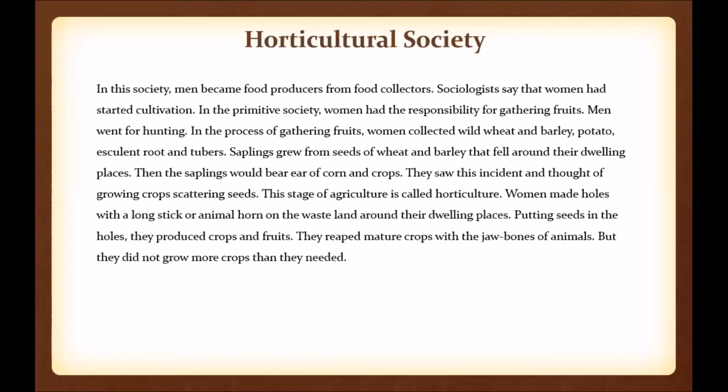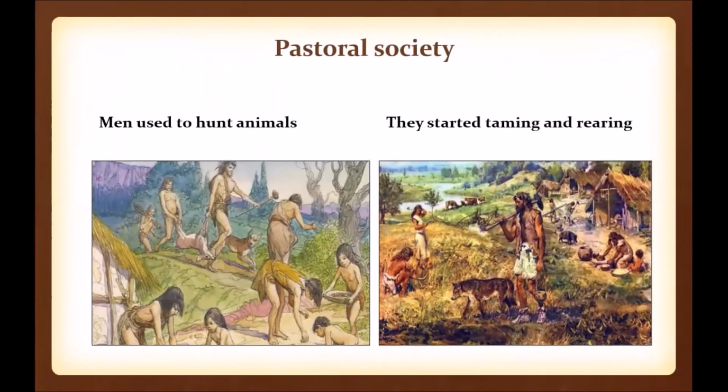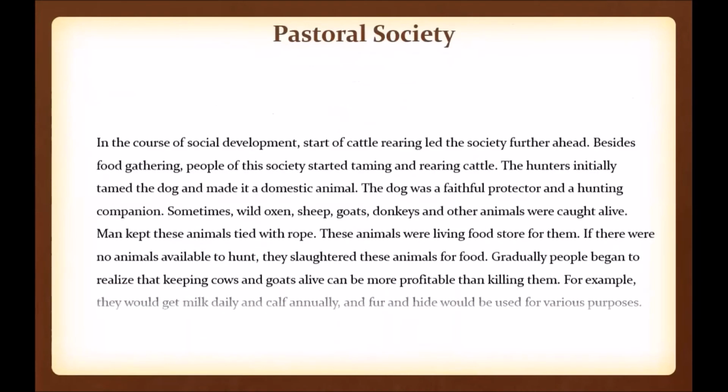Alright, now let's move into the next society, which is called Pastoral Society. This society is really significant because a major change came into the society or among those people at that time. That is, men started cattle rearing. They used to kill them, but now they thought, why not start taming and rearing them? So they found it more profitable. Okay, let's read more about Pastoral Society.